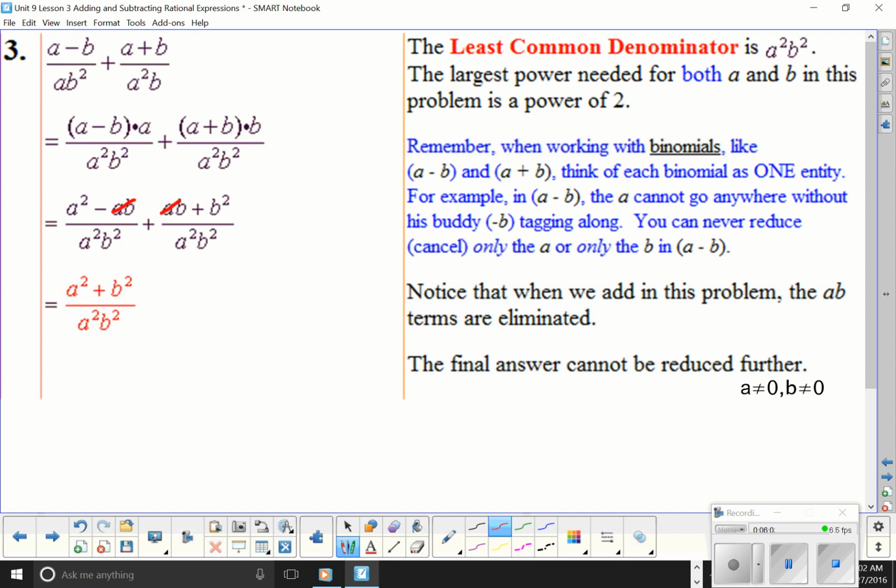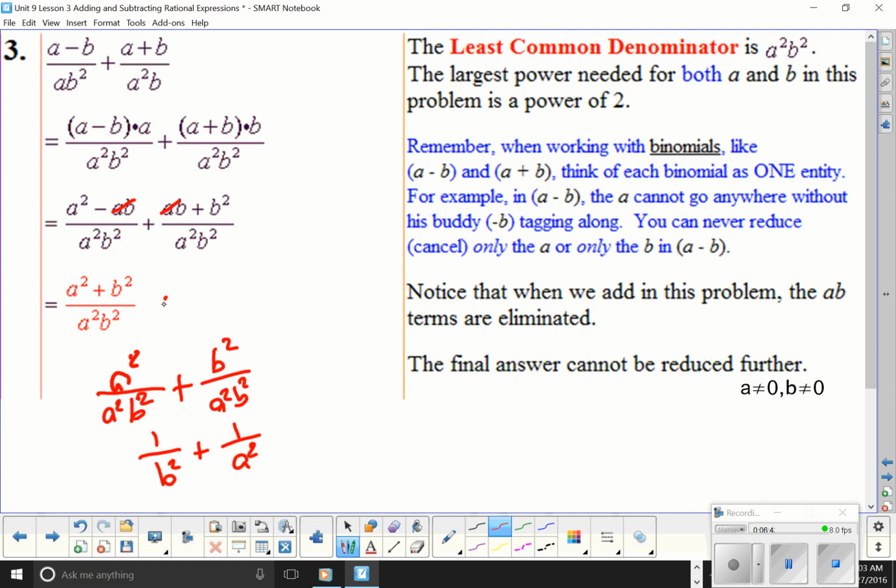When we add in this problem, the ab terms are eliminated. Now, notice that I cannot cancel the a's and the b's, because it's a squared plus b squared. This is the same thing as a squared over a squared b squared plus b squared over a squared b squared. If I want to cancel stuff, I will get 1 over b squared plus 1 over a squared. I can do that. That's fine. But I can't just get rid of the a's and the b's on the top.